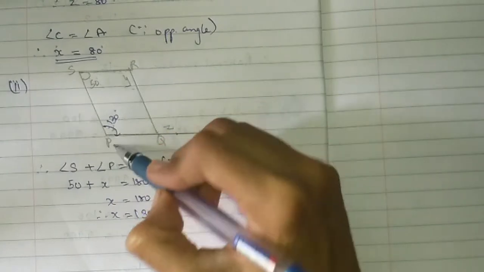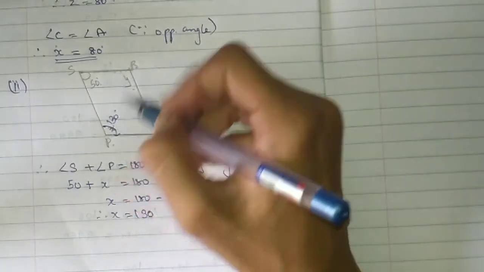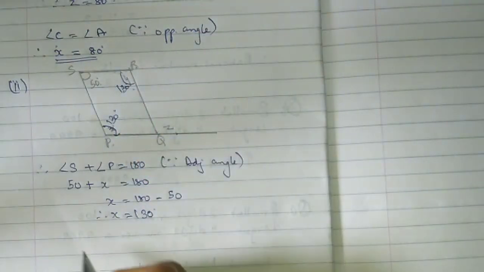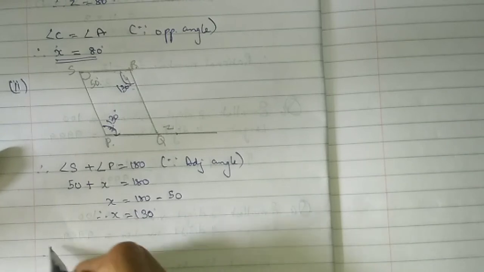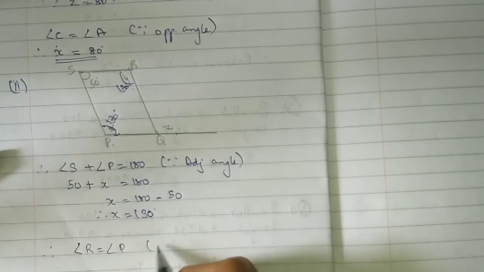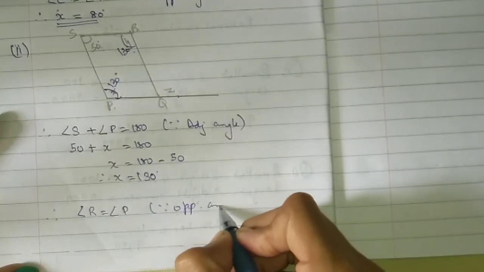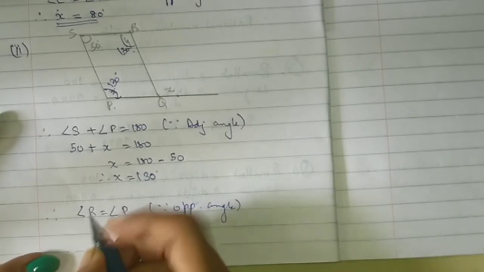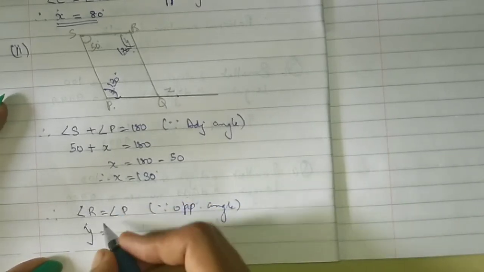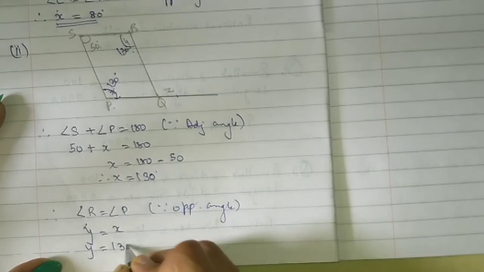Now P is 130, then R is also 130, so x is 130, so y is also 130. Y is the opposite angle, therefore angle R equal to angle P. Angle R equal to y equal to angle P equal to x. So the value of y is 130.